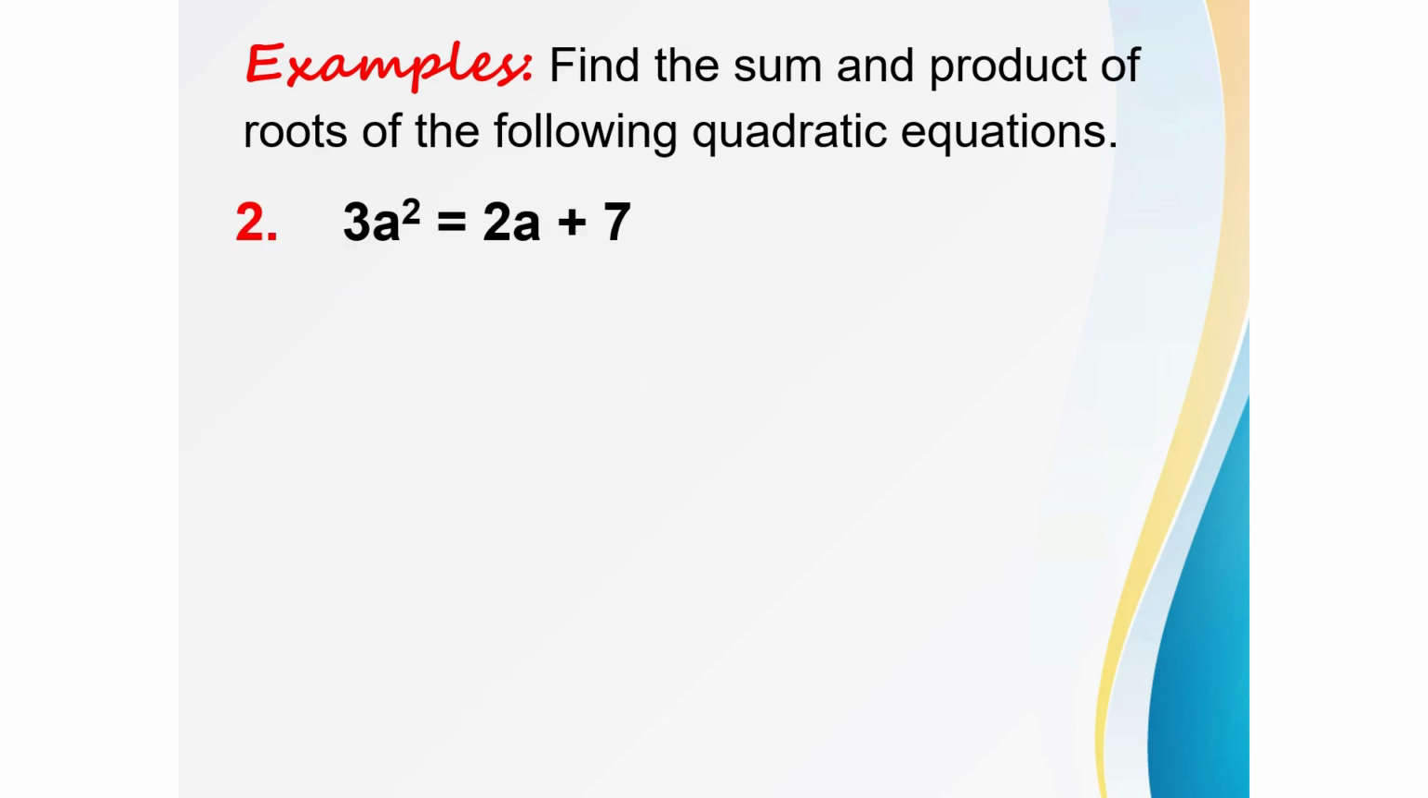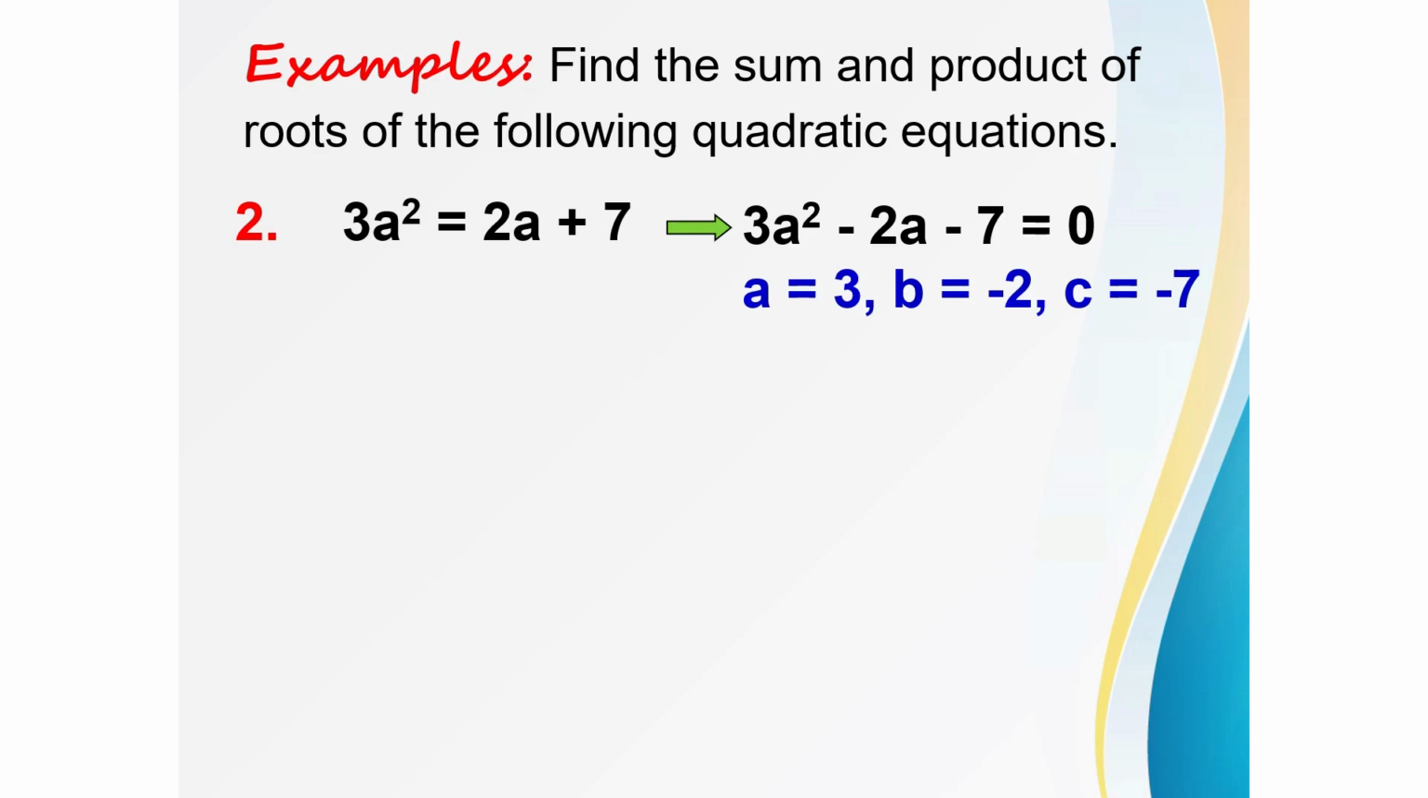Next example, 3a squared equals 2a plus 7. So arrange in standard form. The standard form is 3a squared minus 2a minus 7 equals 0. So the value of a is 3. The value of b is negative 2, and the value of c is negative 7.